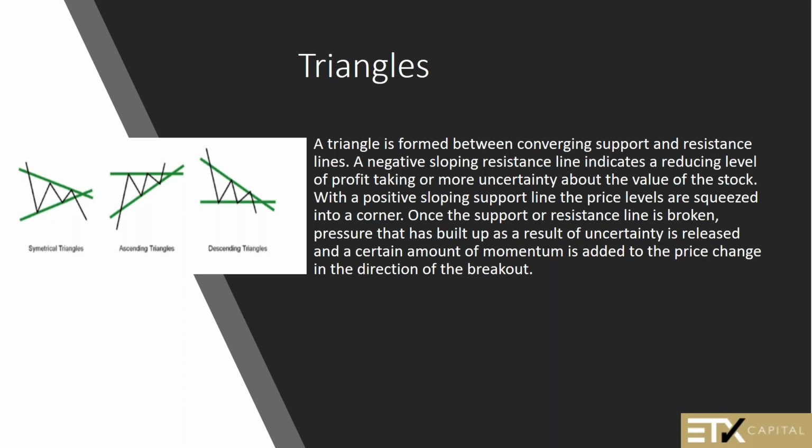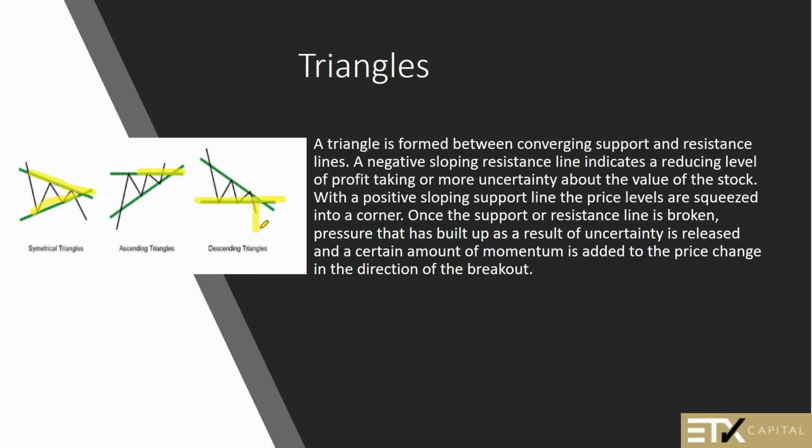Now, a triangle is formed between converging support and resistance lines. A negative sloping resistance line indicates a reduced level of profit taking and more uncertainty about the value of an asset. With a positive sloping support line, the price levels are squeezed into a corner. Hold on, I'll mark these on the chart for you. Once the support or resistance line is broken, the pressure that built up as a result of the uncertainty is released, and a certain amount of momentum is added to the price change in the direction of the breakout.